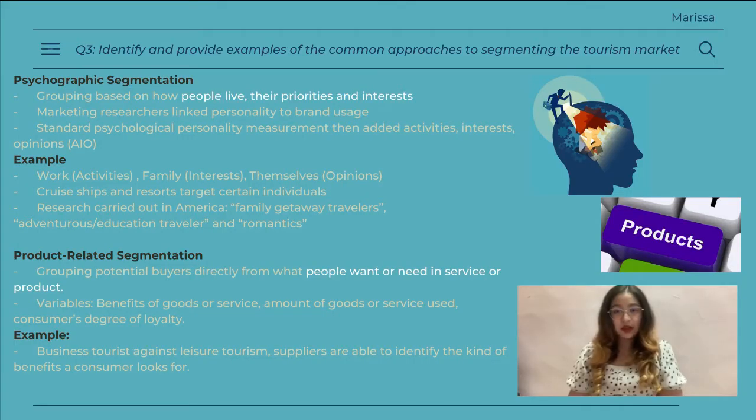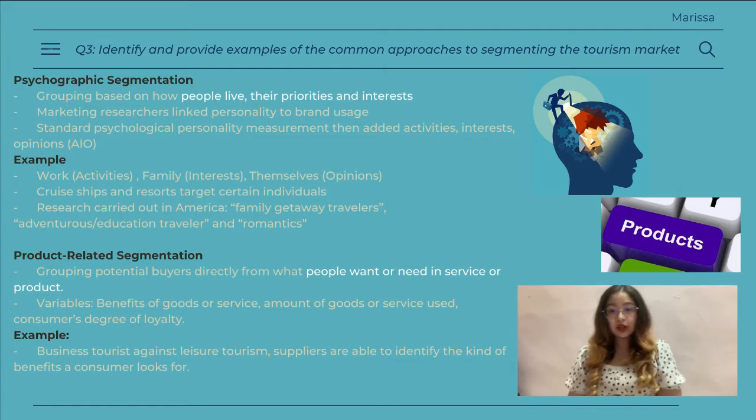Next is psychographic segmentation. Psychographic segmentation is basically grouping people on how they live, their priorities, and their interests. In general, psychographics was developed by marketing researchers who tried to link personality to brand usage or a product. At the start, these researchers relied on the standard psychological personality measurement, to which they then added concepts such as the measurement of activities, interests, and opinions, otherwise known as the AIO. Activities is how people like to spend their time. Interest is what they consider important, while opinions is what they think of themselves or the world around them.